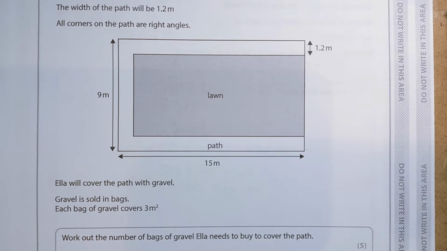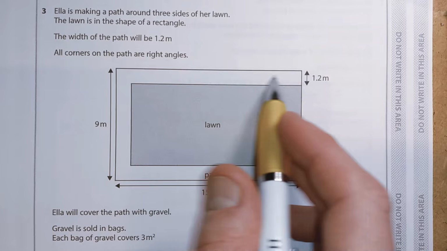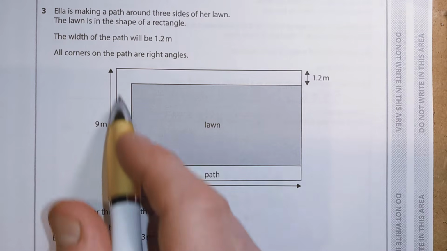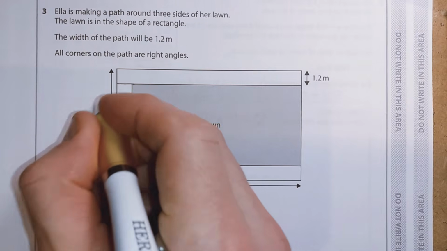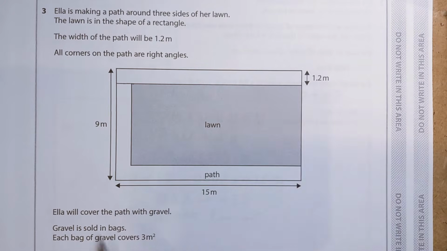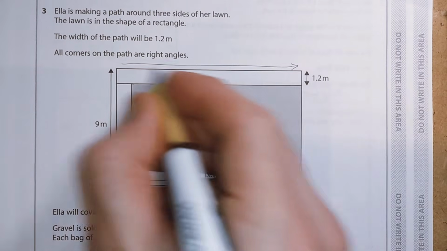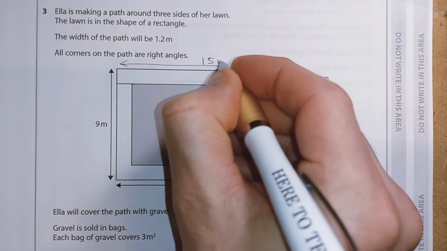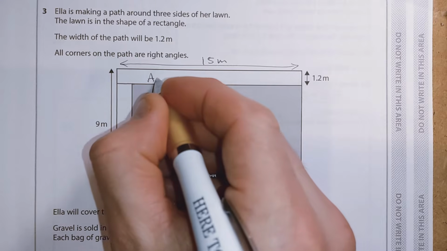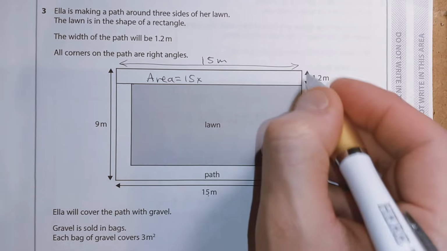Okay, right, so move that back down again so we can see the full question. Right, so we want to know really what the area of this path is. So it might help if we split it up into rectangles. So we've got one long rectangle here, which is 1.2 metres by, well, this distance will be the same as this one, which is 15 metres. So we can say the area will be the length times the width.